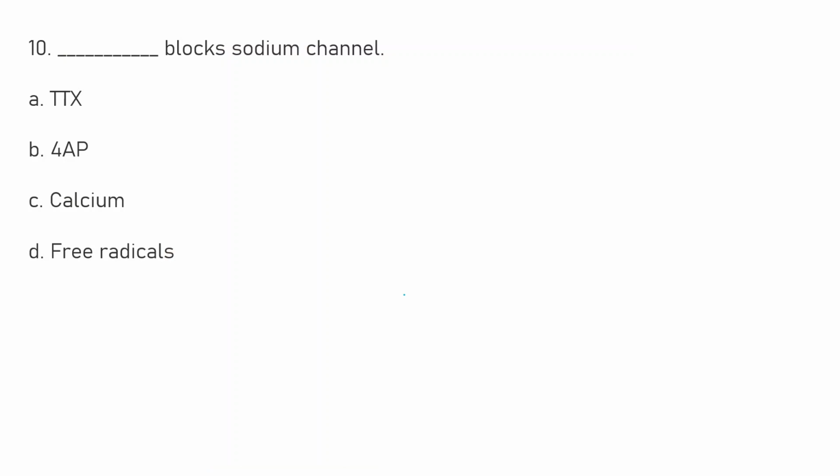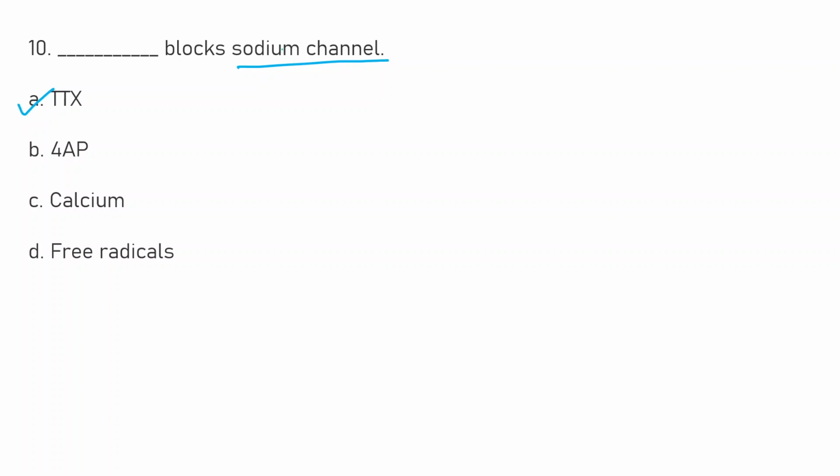So this brings us to the last question. Which of the following is a calcium ion channel blocker? Is it TTX, 4AP, calcium, or free radicals? So which of these block the sodium channel? Yes, so here the correct answer is A, TTX.